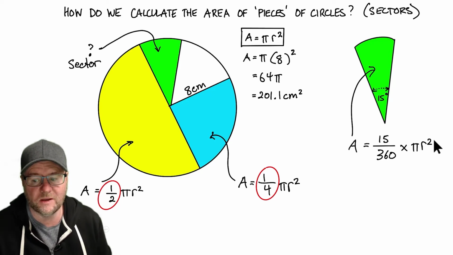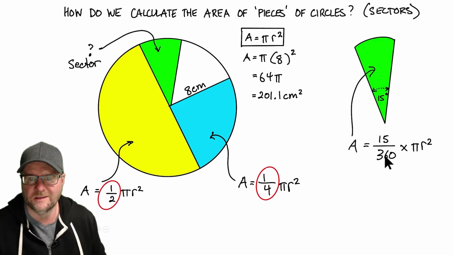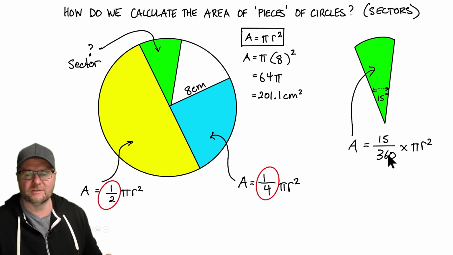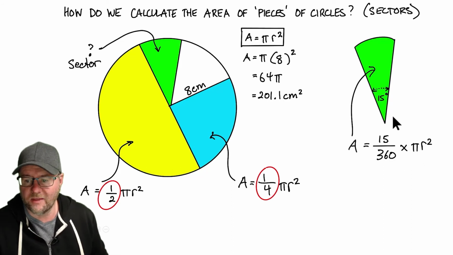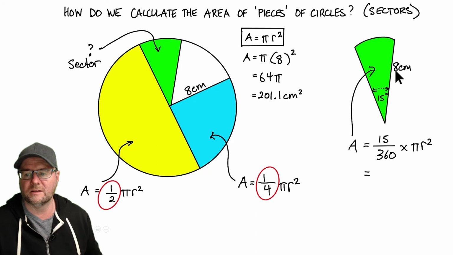Then I write the rest of my area formula. So I'm actually keeping 15 360ths of the area, if you put it that way. So all I need to know is what's the fraction that goes in front? It's going to be something over 360. The radius I'm not given, so I'm going to need that before I go anywhere else with this. I need to know what my radius is.